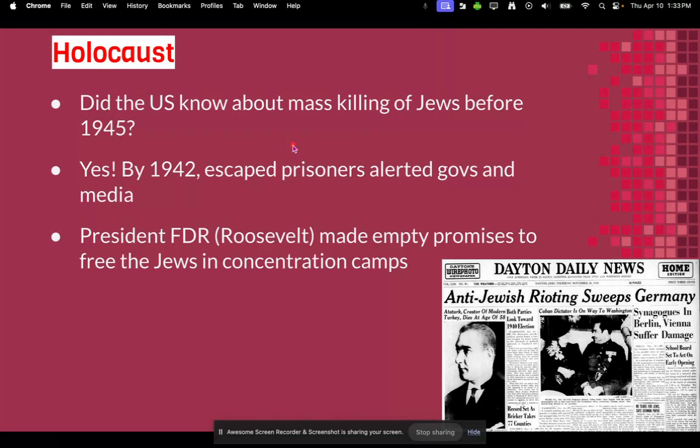So, good question. Did the US know about the mass killing of Jews before 1945? Yes, the United States did know what was happening. By 1942, escaped prisoners had alerted governments and the media across the globe of what was happening in these concentration camps. President FDR, or President Roosevelt, made empty promises to free the Jews in concentration camps before the war ended, but that did not happen until the war ended in 1945.